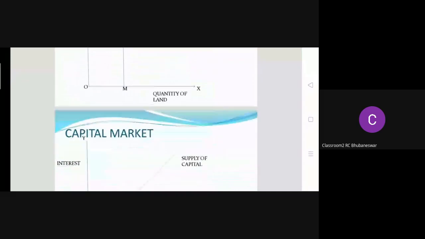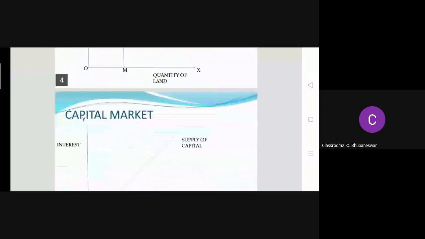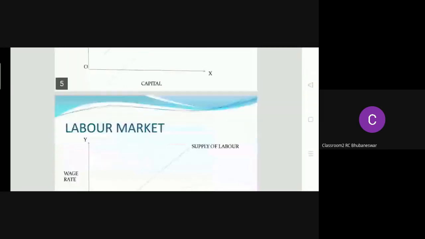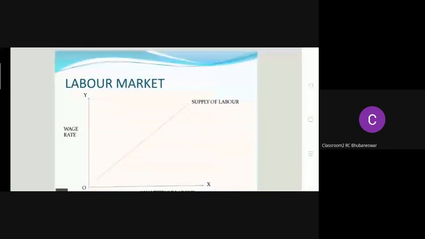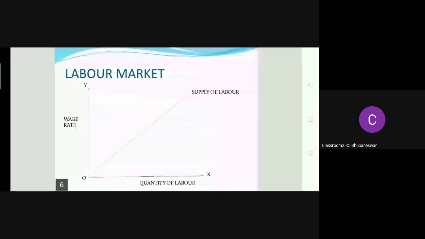Next come to the capital market. Sorry, labor market. I forgot to tell you about the labor market. First come to the labor market. The supply of labor depends upon the size of population, the working hours, and the working population. How many people?